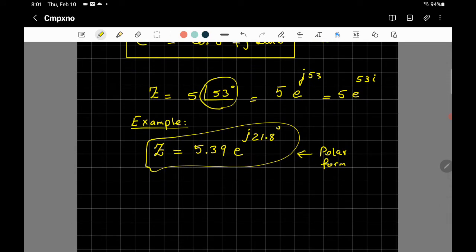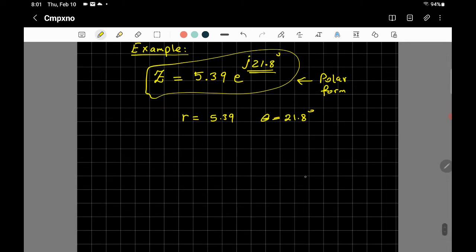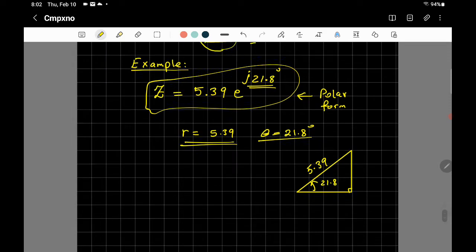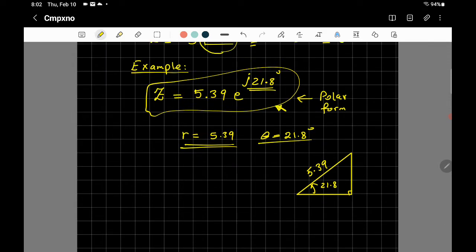If you want to convert this complex number into rectangular form, remember that 5.39 will be your r, and that would be your angle theta, the one after j, equal to 21.8 degree. In this case, if you sketch a triangle, just to make it easy to understand, this r is the hypotenuse of the right triangle, 5.39, and the angle is 21.8. So this is the way it's expressed in polar form.